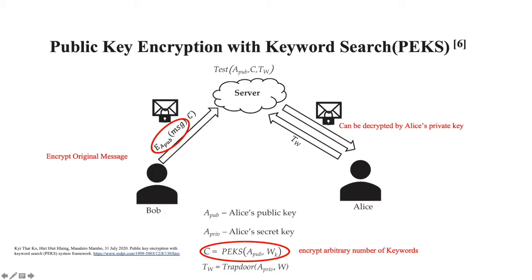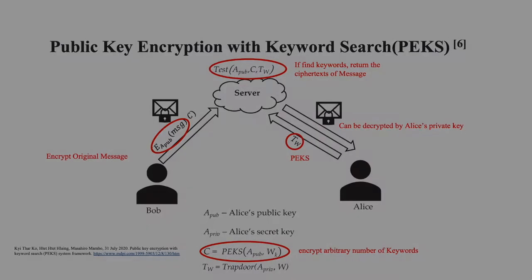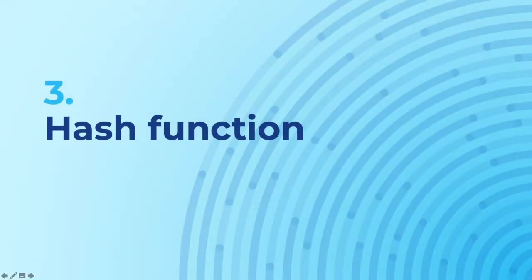When Alice wants to search the messages in the database, she can use the trapdoor function, which requires her private key and the keywords. If the database finds the keywords, it will return the ciphertext of the message. Queries from attackers will be refused because attackers don't have Alice's private key, so they can't get the encrypted message from the database.